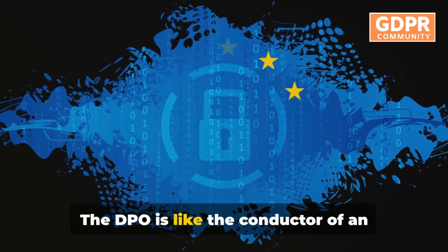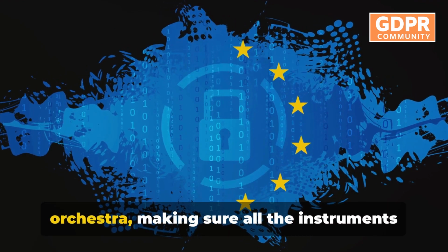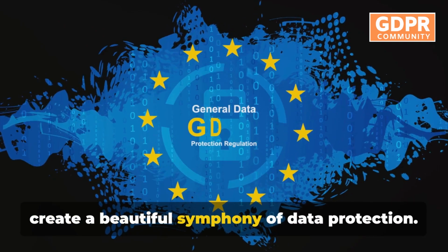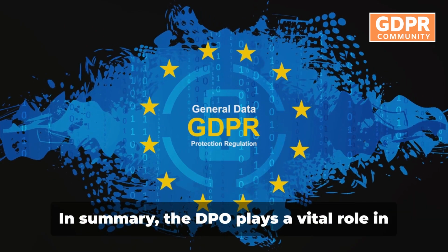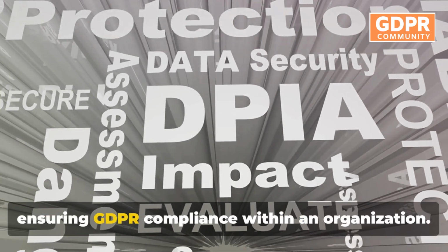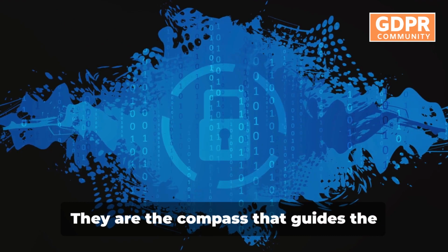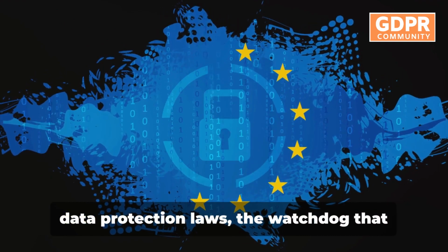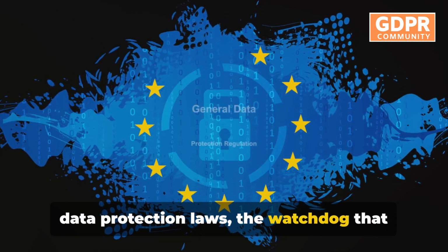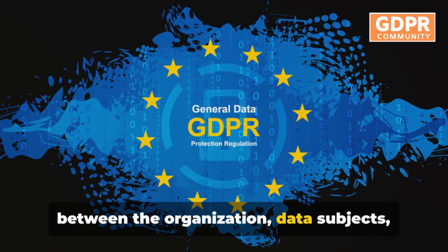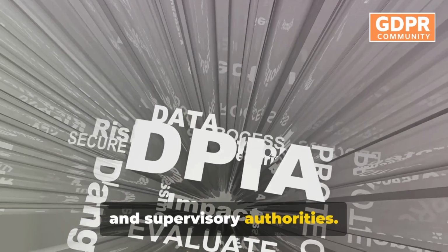The DPO is like the conductor of an orchestra, making sure all the instruments are in tune and playing in harmony to create a beautiful symphony of data protection. In summary, the DPO plays a vital role in ensuring GDPR compliance within an organization. They are the compass that guides the organization through the complex world of data protection laws, the watchdog that monitors compliance, and the bridge between the organization, data subjects, and supervisory authorities.